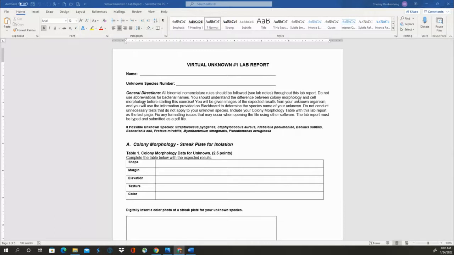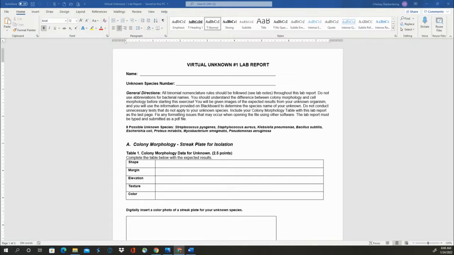And then I will send you at least 2 pictures. A picture of a colony, as if you had done the streak plate technique in lab, what kind of colonies you would have gotten. And then I will send you a picture of the gram stain for that unknown organism. Because remember, we're doing this virtually. So normally if we were in person, you would be doing the streak plate, you would be doing the gram stain, and you would be getting this data yourself. But since we're virtual, I am essentially giving you your data, okay?